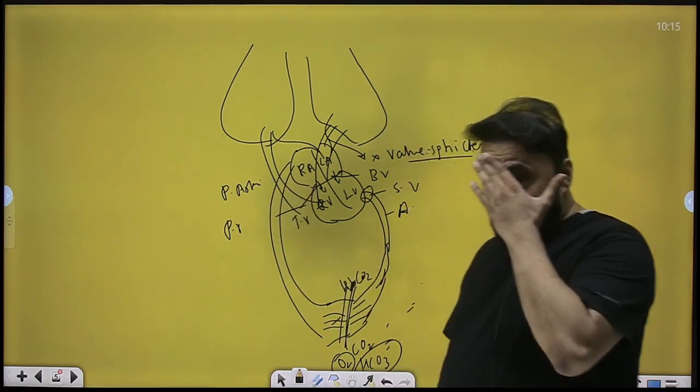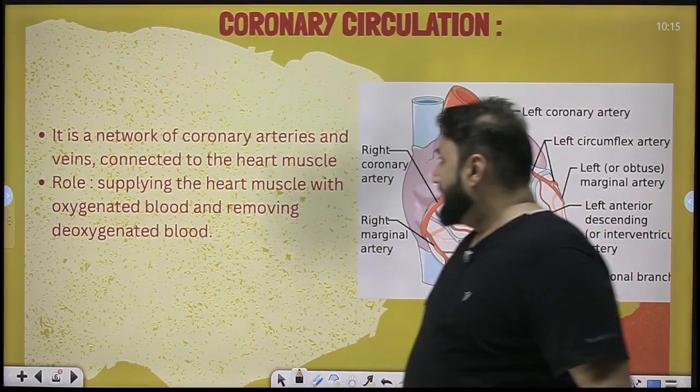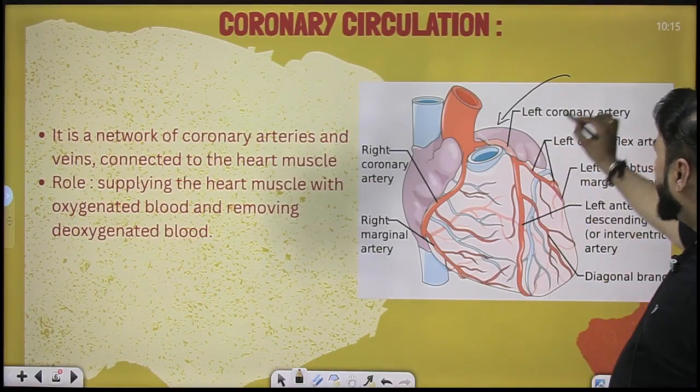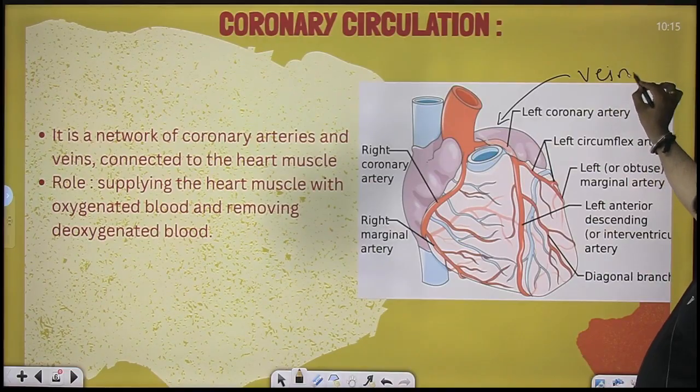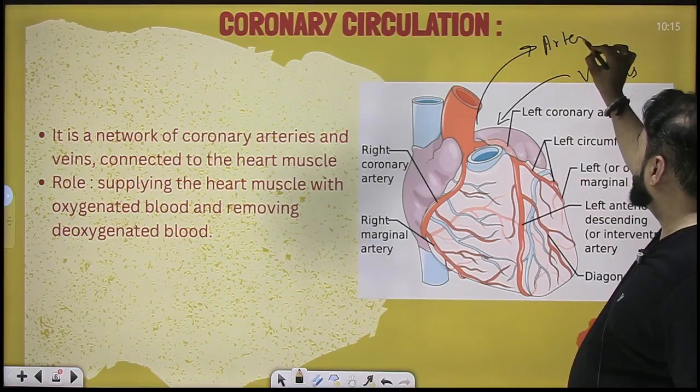One thing we need to understand is that if something is coming towards the heart, it has to be veins, and if something is going away from the heart, it has to be arteries.